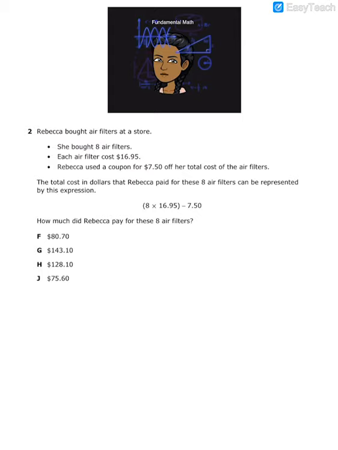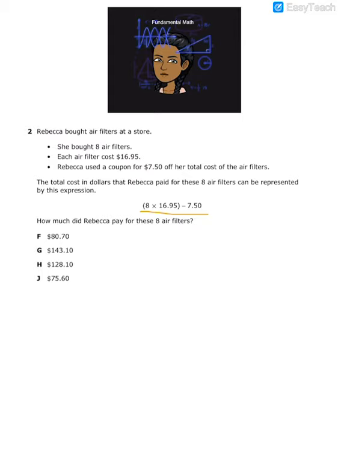So here we go. We have a problem. We're going to read it. Rebecca bought 8 air filters at a store, right? Each air filter costs $16.95. Rebecca used a coupon, okay, which is saving money, for $7.50 off of her total cost of air filters. The total cost in dollars that Rebecca paid for these 8 air filters can be represented by this expression right here. So we have open parenthesis 8 times $16.95, close parenthesis minus $7.50.